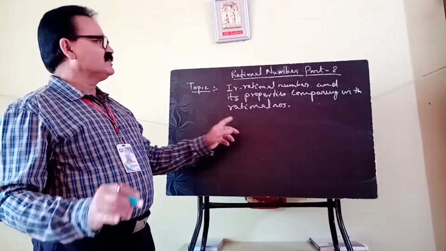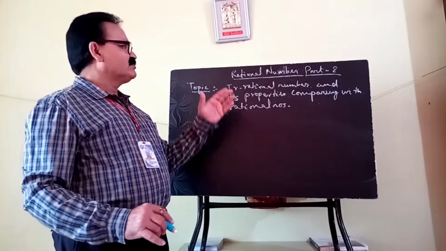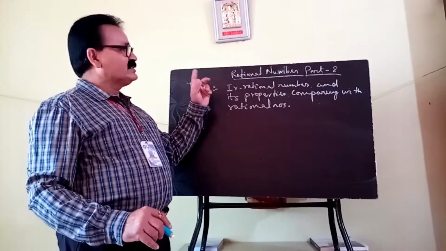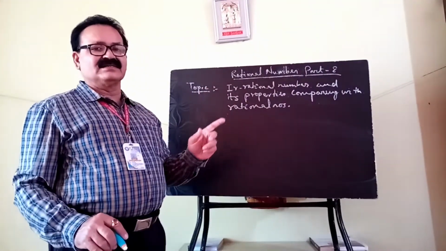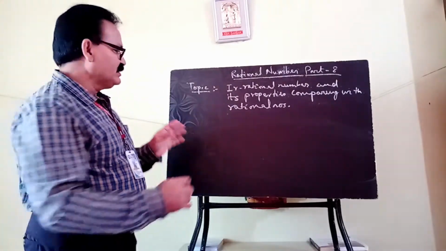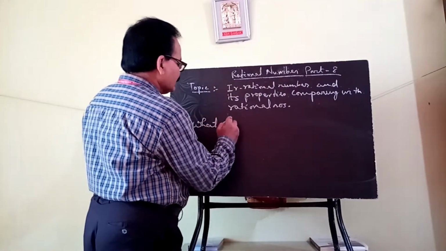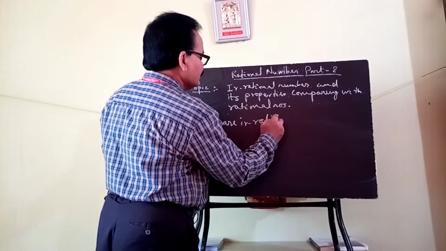Now, first question: as I had already explained earlier about the rational number, in that part I had also explained about irrational numbers. So let us recap: what are irrational numbers?